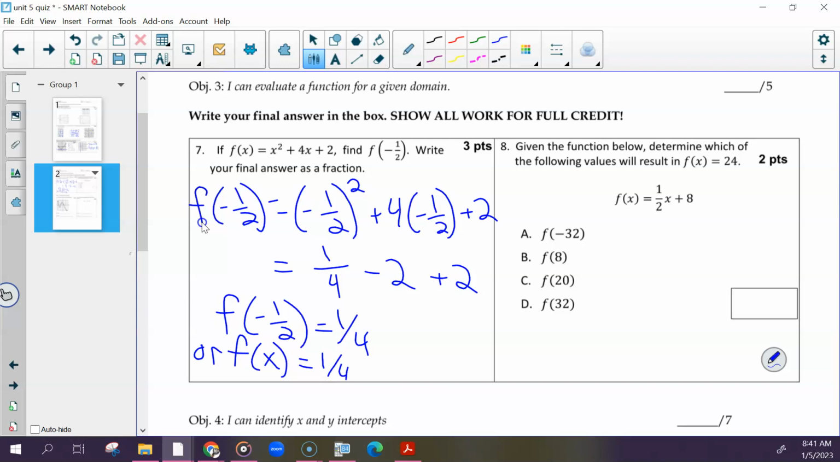So this was worth 3 points. 1 for substituting correctly, for simplifying, and then getting the final answer correct. Questions on that one?